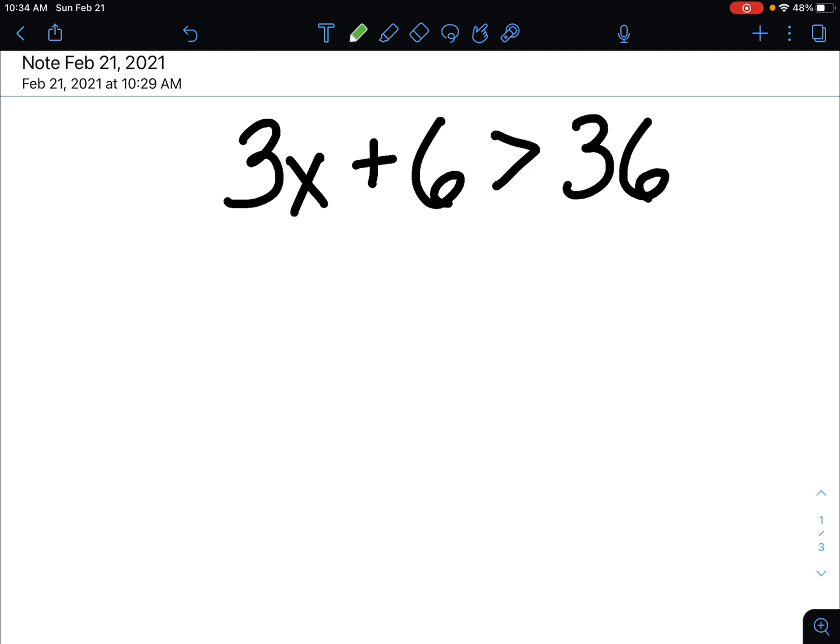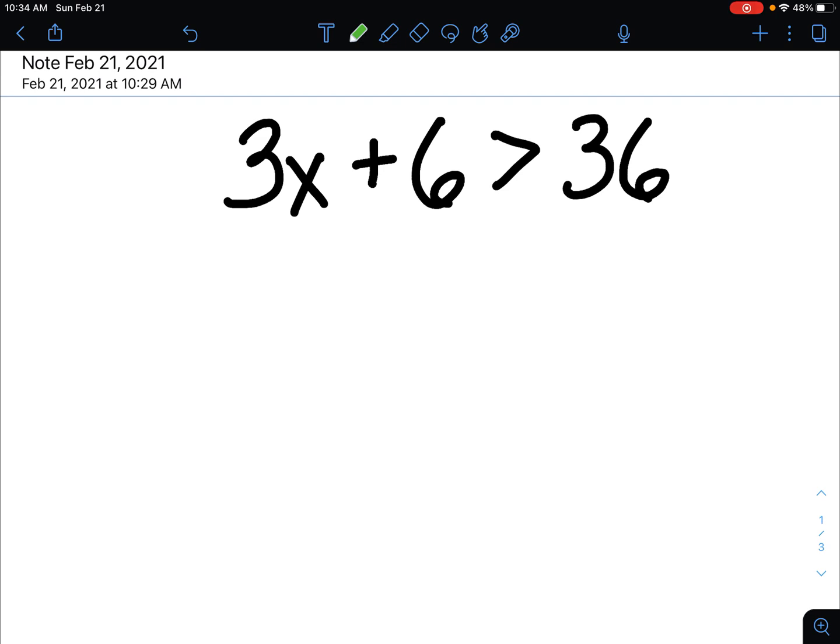So I want you to understand the process, not so much the numbers. Don't focus on the numbers of this problem. They are not like the one you just did. They're different, but I want you to focus on the process to solving this. All right, this is a two-step inequality. It's the same steps as a two-step equation.